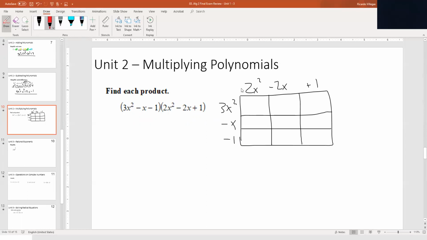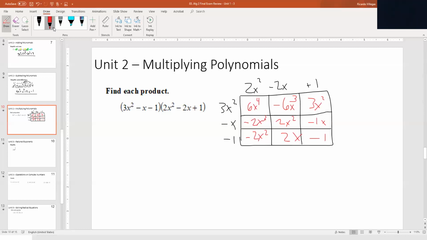So the inside terms would be 3 times 2 is 6x to the fourth power. 2x squared times negative x becomes negative 2x to the third power. Negative 1 times 2x becomes negative 2x to the second power. And then we move on to this column. So 3x squared times negative 2 becomes negative 6x to the third power. Negative x times negative 2x becomes positive x squared. Negative 1 times negative 2 is equal to 2x. And finally, 3x squared times 1 equals 3x squared. Negative x times 1 equals negative 1x. Negative 1 times 1 equals negative 1.